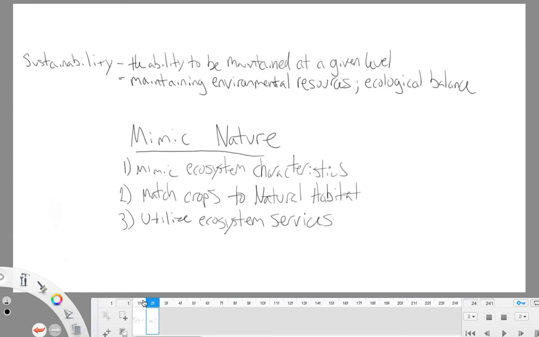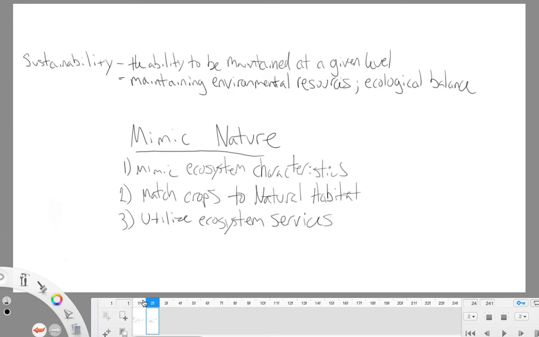We want to match our crops to the natural habitat, right? So we should know what are the habitat characteristics in an area, what will grow there naturally, and then we want to match really what we're going to be growing to what works well in that area, right? And the example I gave was blueberries in Hamilton, right? Blueberries are a heath plant. Heath plants grow well in sandy acidic soil, which just so happens to be the soil that you will find in Hamilton and really throughout the Pine Barrens. And then we can also utilize ecosystem services. This kind of goes hand in hand with the first one, right?